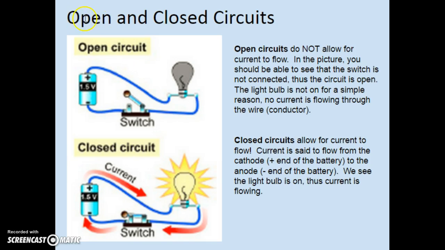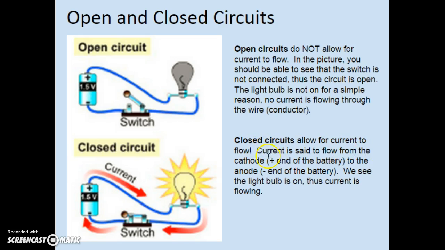Some simple language is open and closed circuits. Open circuits do not allow for current to flow. In the picture, you should be able to see that the switch is not connected. Thus, the circuit is open. The light bulb is not on for a simple reason: no current is flowing through the wire. But the bottom picture is a closed circuit, and this allows for current to flow.